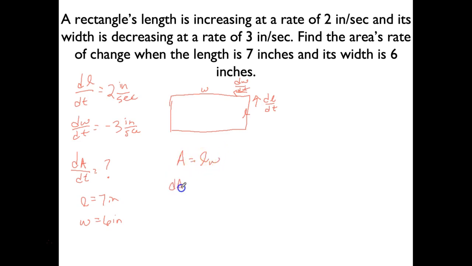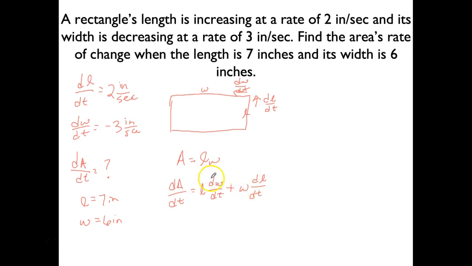So dA over dt is equal to, okay, this is product rule. So rewrite the first one, take the derivative of that one, dw over dt, plus, since it's product rule, rewrite the other one, and take the derivative of that one, which is dl over dt. Okay, take the derivative, and then solve for what it is that you need.